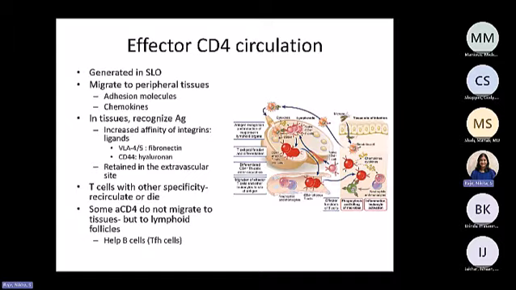Now, some of the activated CD4 cells do not go to the tissues, but instead stay in the secondary lymphoid organs, and they move towards the lymphoid follicles. Remember, when we talk about follicles, we are talking about B cells. B cells are the ones that make the follicles, and that's their workshop, basically, where the B cells make antibodies. So some of the activated CD4 T cells that move towards the follicles will help the B cells in their function. These are called follicular helper T cells.